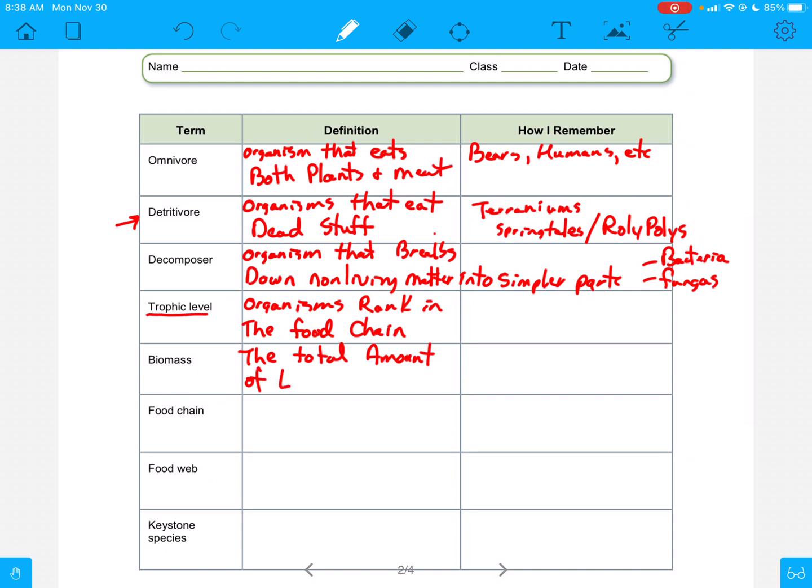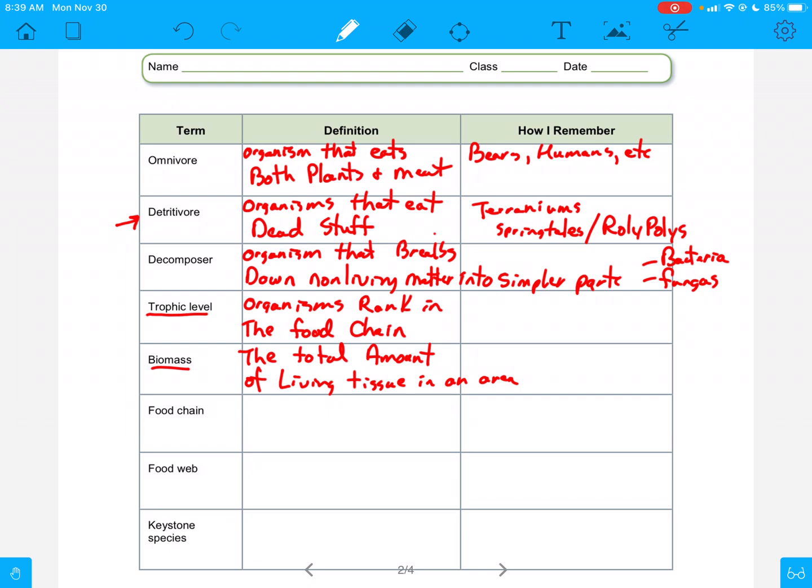So biomass, this is the total amount of living tissue in an area. Okay? And so this biomass idea, this is everything in a particular area.